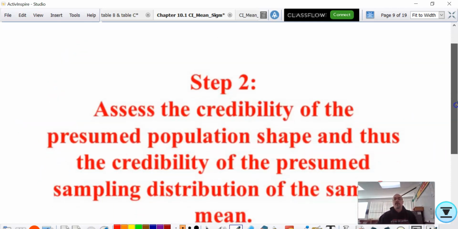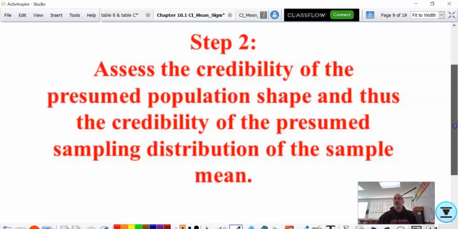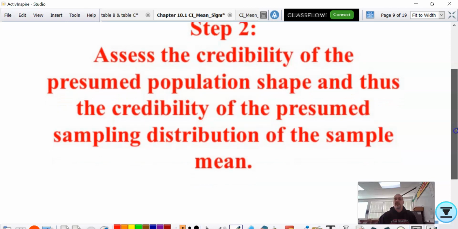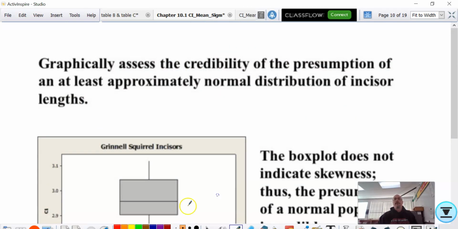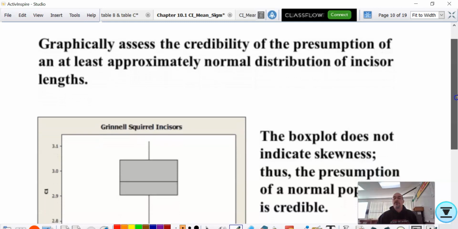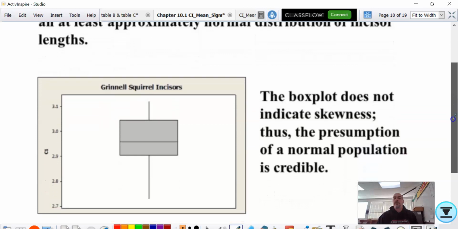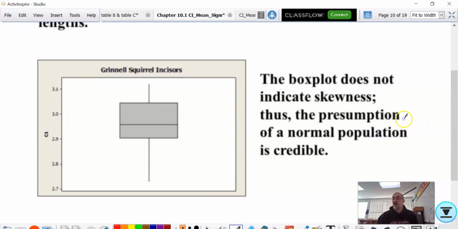Step 2, assess the credibility of the presumed population shape and thus the credibility of the presumed sample distribution of the sample mean. Well, since the sample size is small, guess what? We have to draw a picture. Graphically assess the credibility of the presumption of an at least approximately normal distribution of incisor lengths. So we can say for normality, folks, the box plot does not indicate skewness, thus the presumption of a normal population is credible.